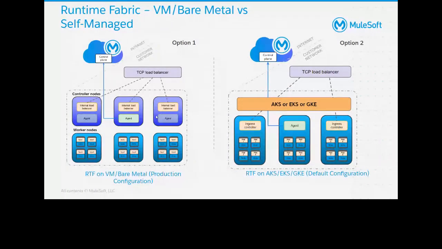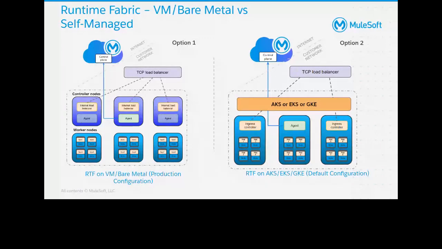On the left side is RTF on VMs or bare metal, the appliance model, which, like I told you, is packaged as an appliance. In a Kubernetes cluster, you have both controller and worker nodes. The worker nodes will host the applications. The Mule applications that you deploy, however many instances you deploy, all get deployed to the worker nodes. The controller nodes have the Ingress load balancer and the RTF agent that talks to the MuleSoft control plane. All of these are packaged and provided to you. So all you do is deploy your Mule applications to the worker nodes and then manage the applications from the control plane.